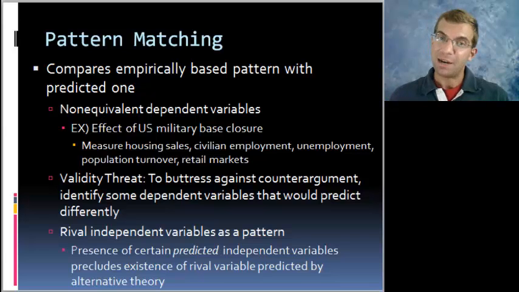Similarly, you can use rival independent variables as a pattern, which would be the presence of certain predicted independent variables precluding the existence of rival variables predicted by an alternative theory. So if your theory of change involves new groups moving into the neighborhood, when you see those new groups moving in, that's a predicted independent variable. Whereas if the neighborhood stayed the same, that would be a rival explanation that you would hopefully try to debunk. And the threat to validity here is to buttress against the counter argument. So you want to identify either some dependent variables or independent variables that will not change should alternative theories be correct.